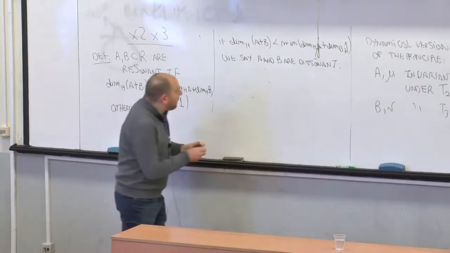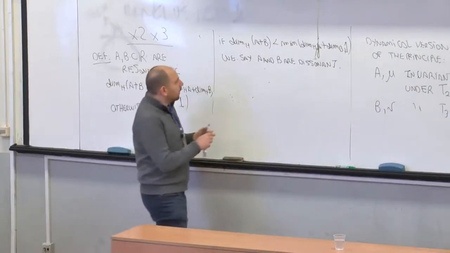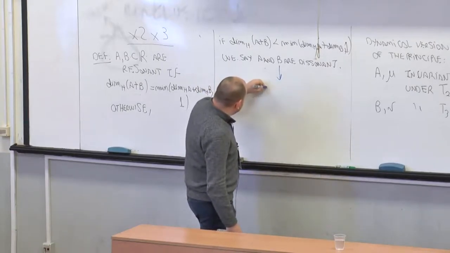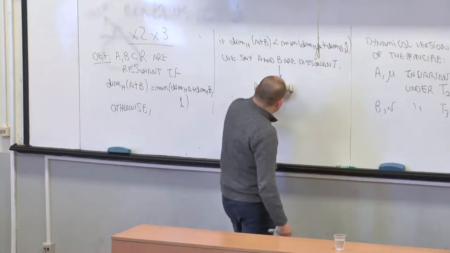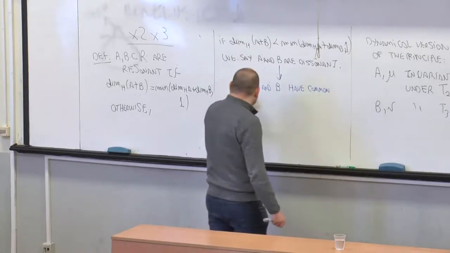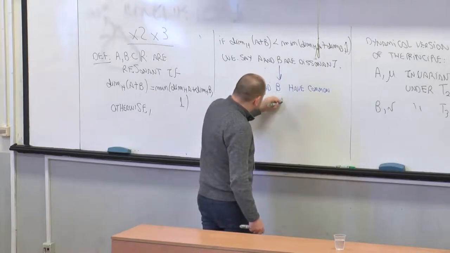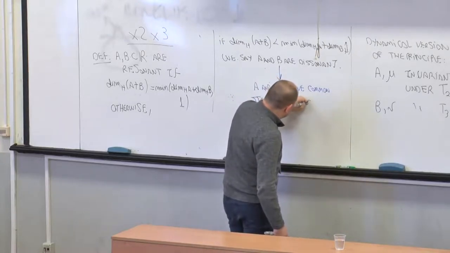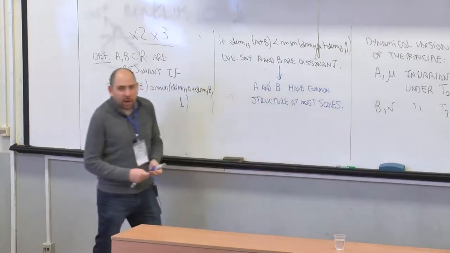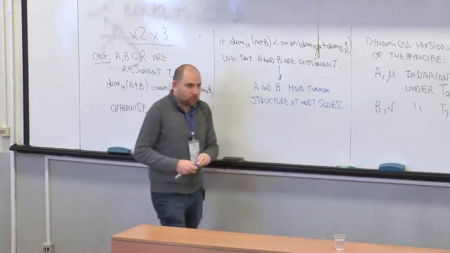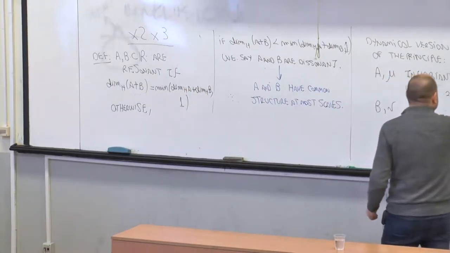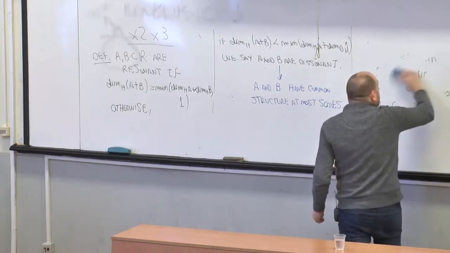Okay, and if this happens, if they are dissonant, then this really means that A and B do have common structure at small scale. There really has to be a reason for this inequality to occur. In general, there is equality. Inequality is the exception, and there should be a reason provoking it.